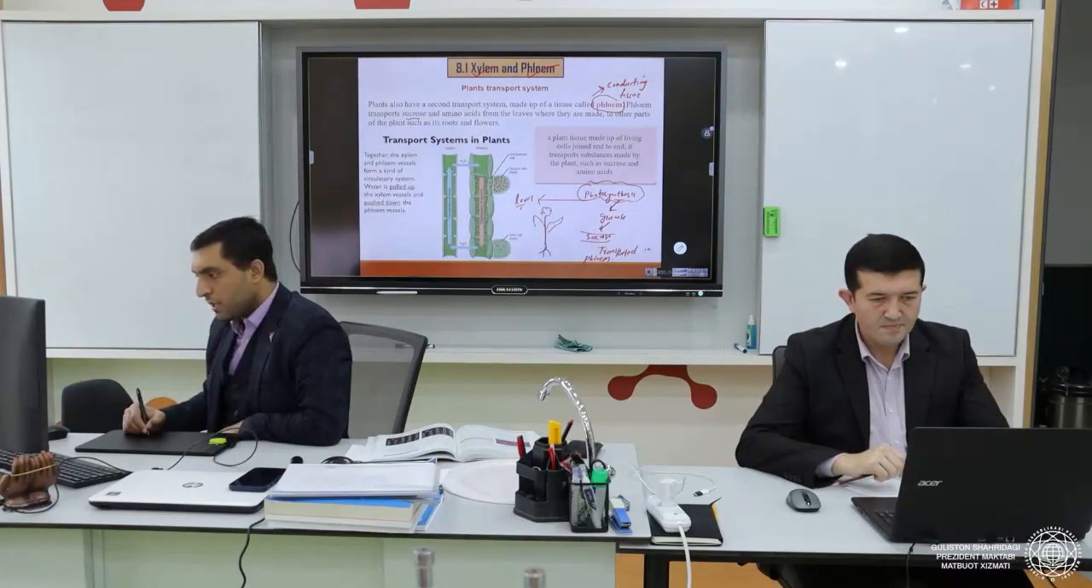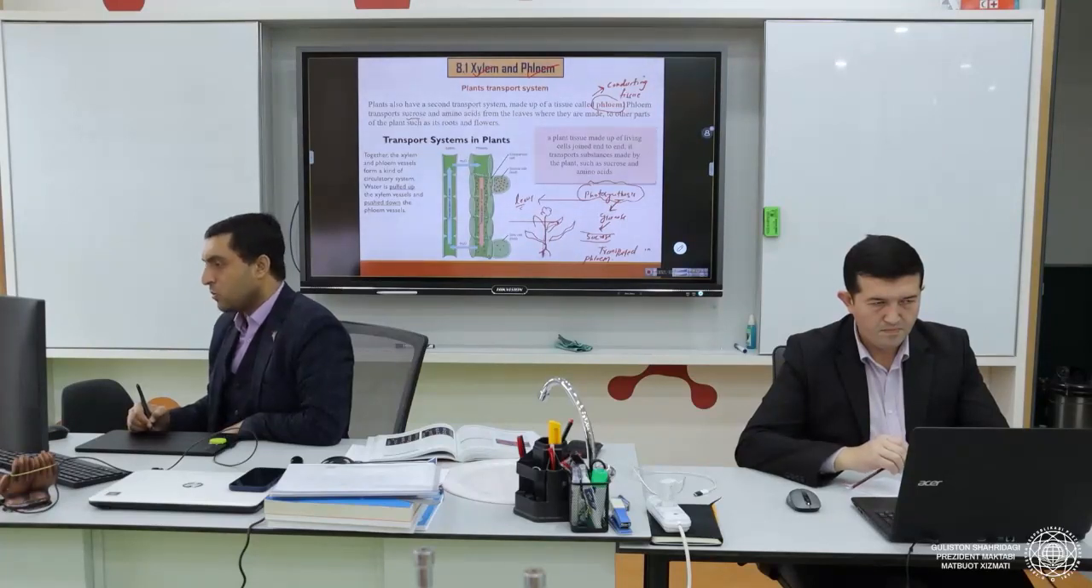There are roots, there are other branches, and we may need this sucrose there. So, for example, glucose is prepared here, but we need it here. So it will be transported down here, right? It will come downside. Do you understand me?